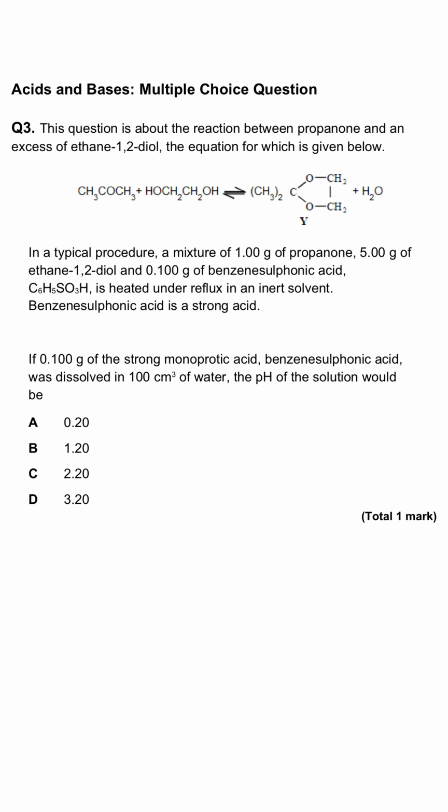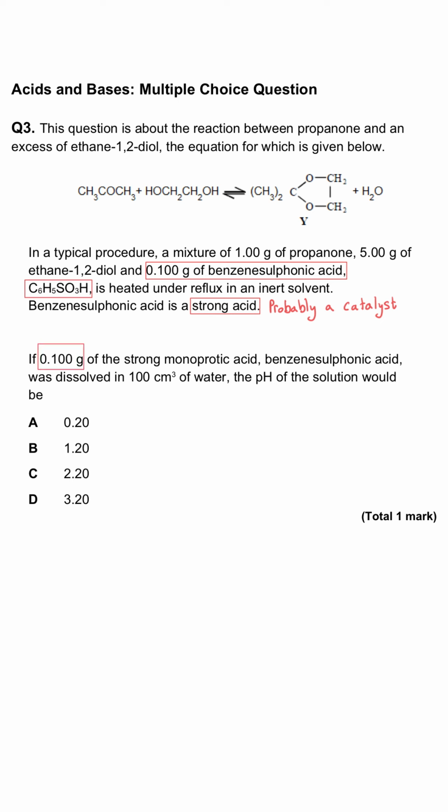This question is about the reaction between propanone and an excess of ethane 1,2-diol, and the equation is given here. Here is propanone, and here is ethane 1,2-diol. In a typical procedure, a mixture of 1 gram of propanone and 5 grams of ethane 1,2-diol and 0.1 grams of benzene sulfonic acid, here is its formula, is heated under reflux in an inert solvent, and we're told that benzene sulfonic acid is a strong acid. The benzene sulfonic acid is not present in the equation, and we can therefore assume that it is a catalyst.